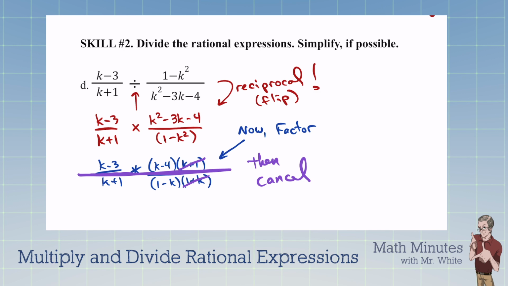We then write our answer. Our final answer here would be k minus 3 on the top, k minus 4 on the top, all over k plus 1, and then k minus 1, or I'm sorry, not k minus 1. This would be 1 minus k. It matters. You could factor a negative 1 out of that. We're going to see a problem here in a moment where we're going to factor a negative 1 out. But that would be our answer right there.